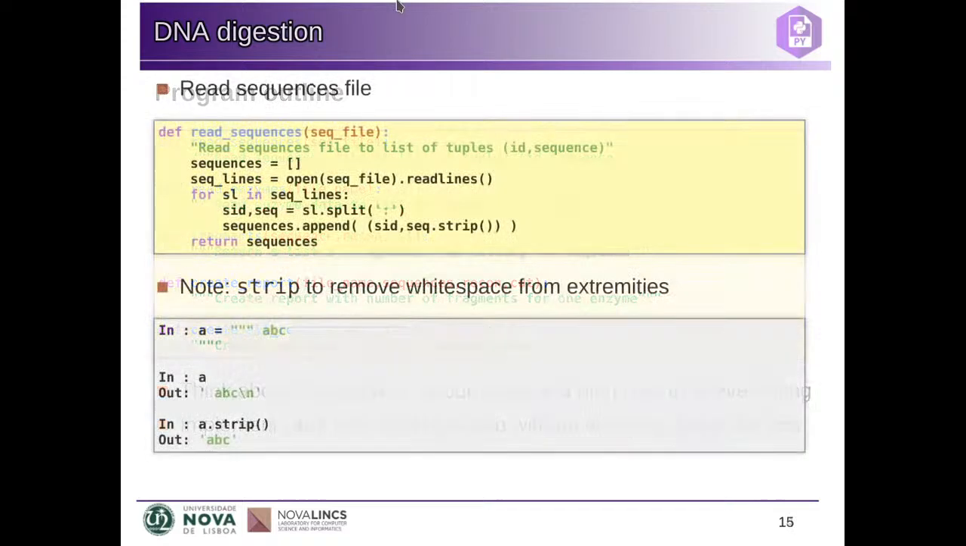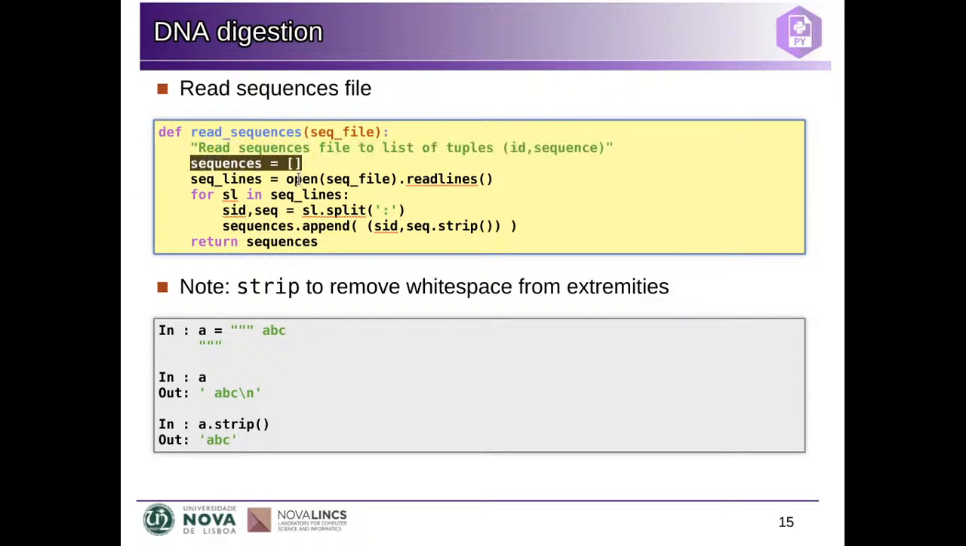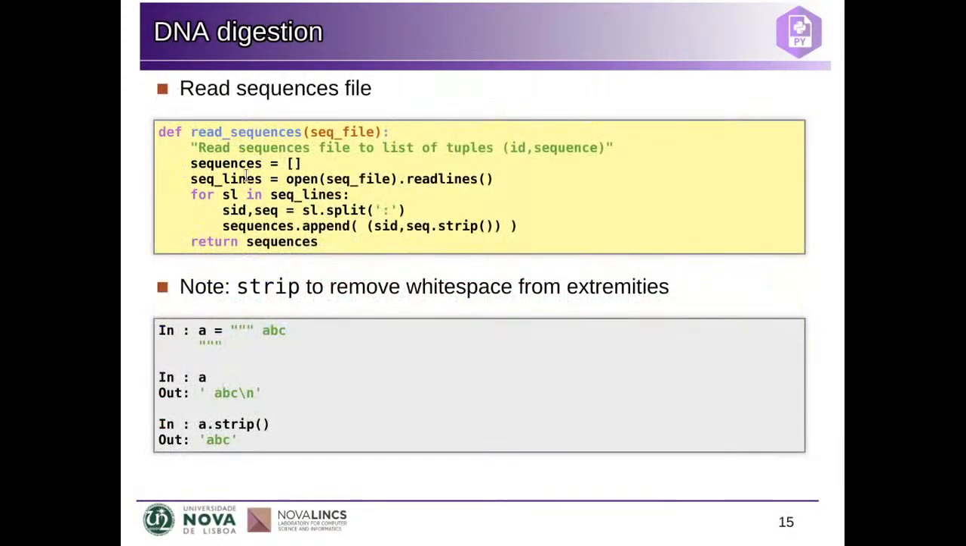So let's start with the first one, read the sequences. We receive the name of the file that has all the sequences, and we need to produce a list with identifier and DNA sequence for each of those lines. So we start with the empty list here, and now we're going to open the file and read all the lines in the file. So now we have all those lines that have this data, ID, colon, and the DNA sequence, and we have them all in a list of strings.